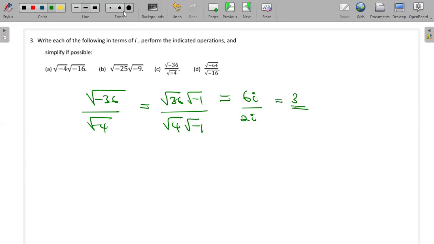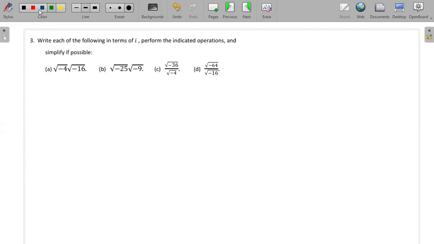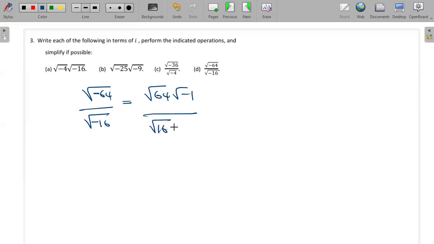Okay, next one. You have the square root of negative 64 over the square root of negative 16. So this gives you root 64 times root of negative 1, over the square root of 16 times the square root of negative 1. This is going to be 8i over 4i, and this gives us 2. Okay, so that's how we find this one. All right, unless there's any question, we move on to the next one.